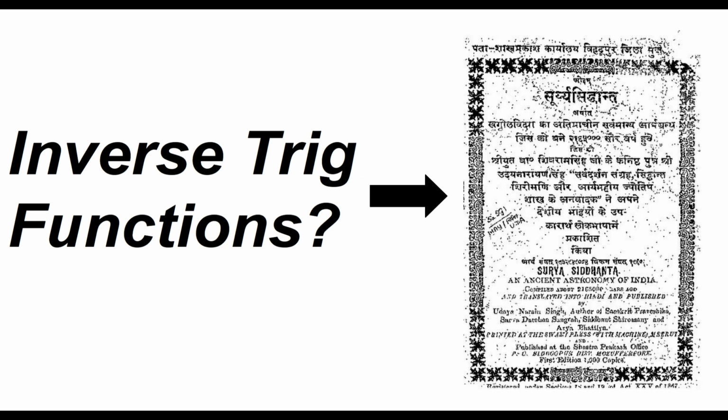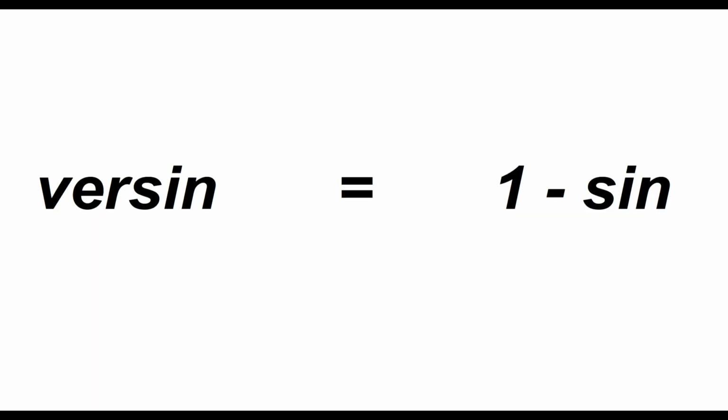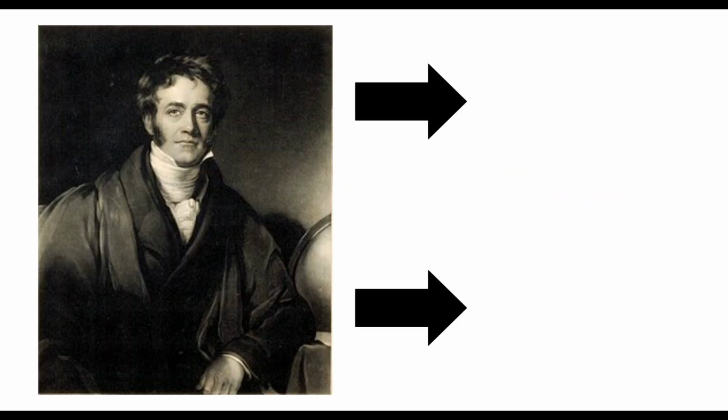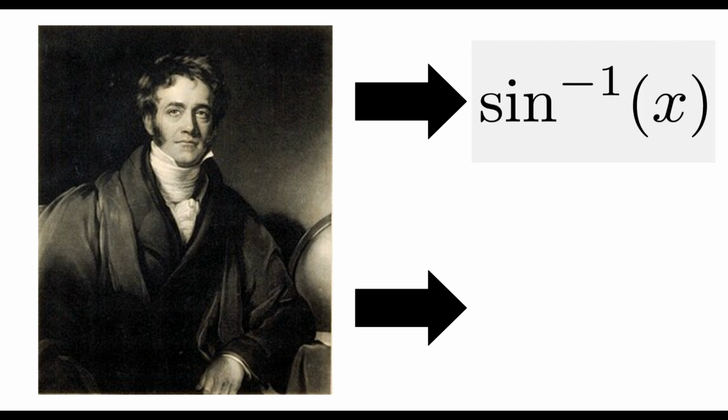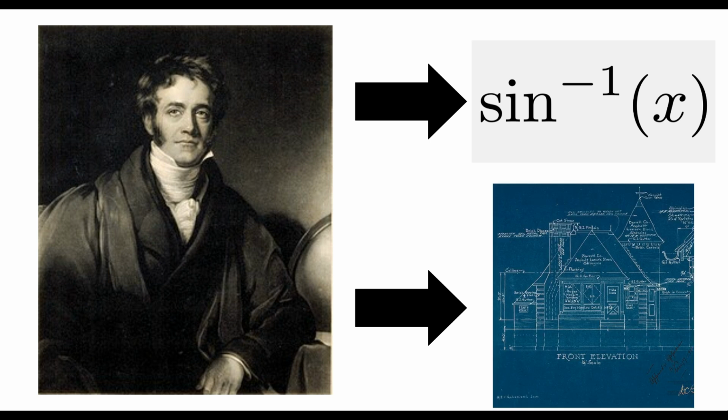The definition of the inverse sine function was also outlined in the Siddhanta, where tables of it were found alongside tables of the sine function and versine function, a function where versine is equal to 1 minus sine. The modern notation of the inverse trigonometric functions was first used by John Herschel, an English mathematician born in 1792 who also invented the blueprint.